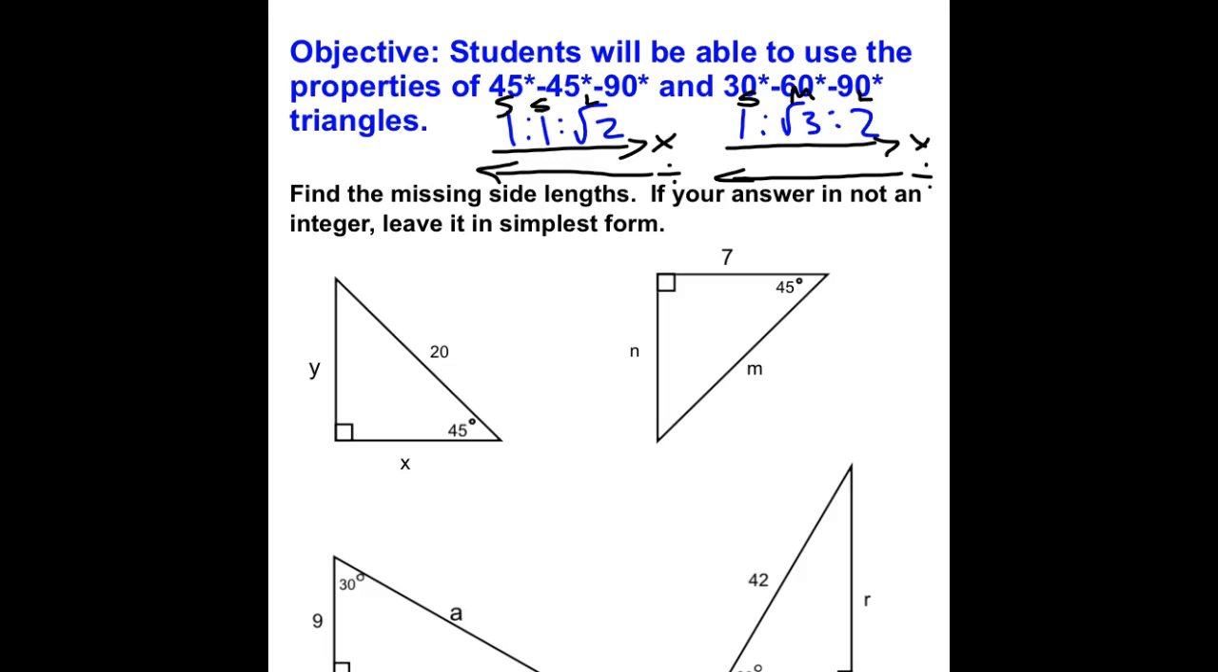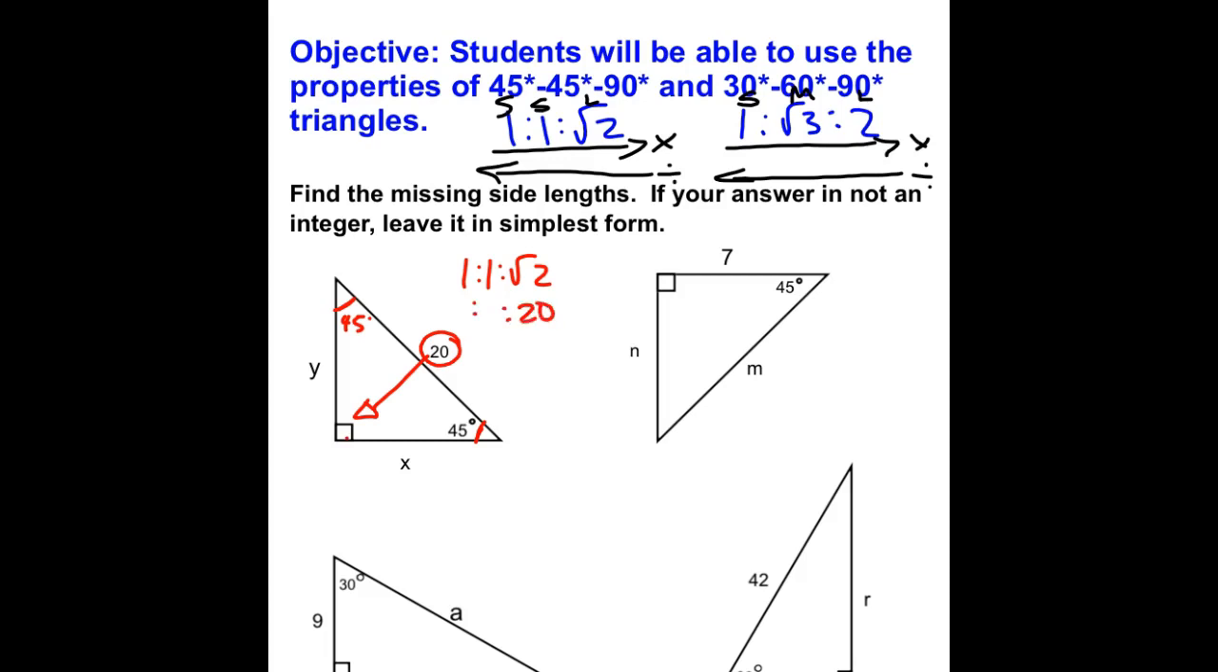So if I look at this first one, that's a 45-45-90. That's my 1, 1, square root 2. I'm trying to find the missing side lengths, and if your answer is not an integer, to leave it in simplest form. That's why we're using this 1, 1, square root 2. And I look at what I have. I have 20, and 20 is across from 90 degrees. Well, if this little angle over here is 45, this other one also is 45. So if the side of 20 is across from the right angle, that's your largest side because it's across from the largest angle. That's going to go here.